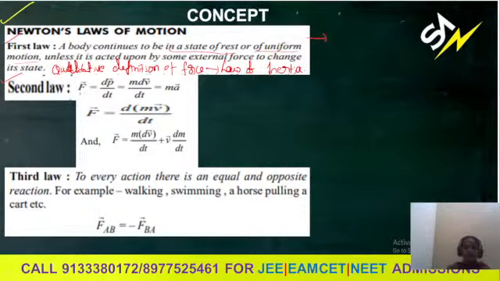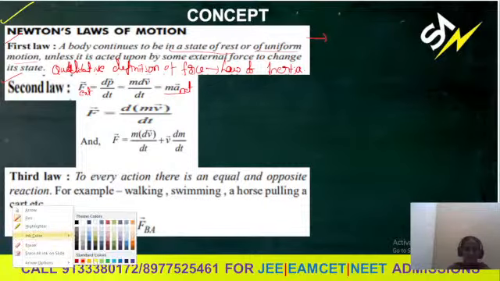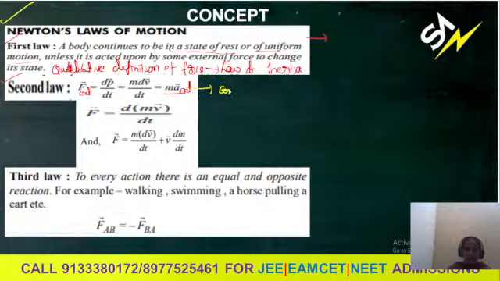And the second law is the law of force. The net force or external force acting on an object is equal to the rate of change of momentum, which is equal to mass into rate of change of velocity. So it can be written as F external or net is equal to mass into net acceleration of an object. And this expression is for constant mass, m into dv by dt.